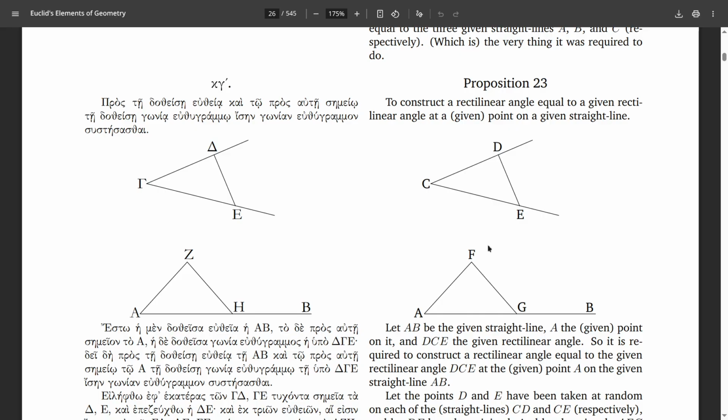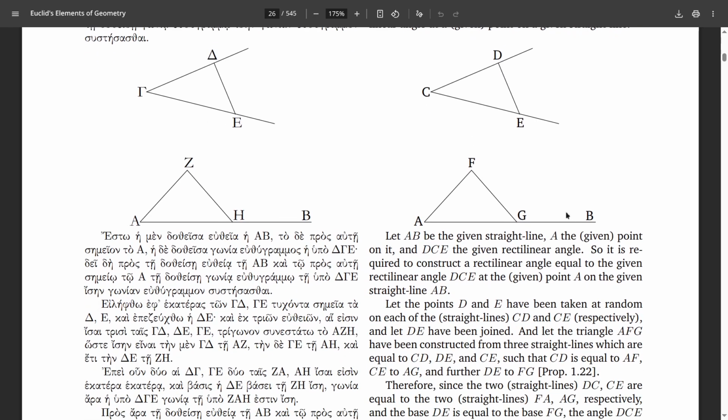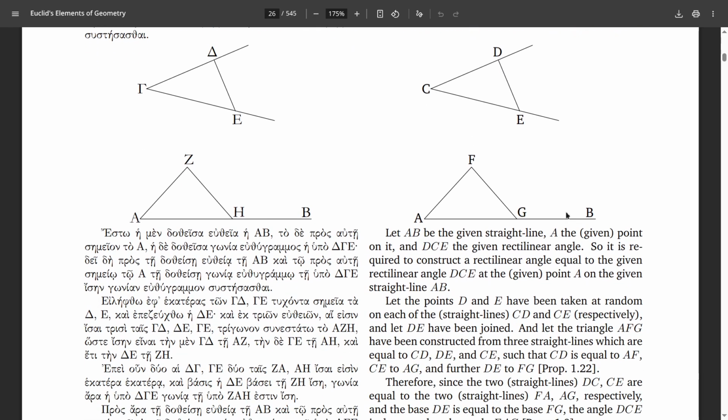What is a rectilinear angle? I guess we'll just keep reading. So you got two lines and then just an arbitrary... Hmm. I don't think I understand.